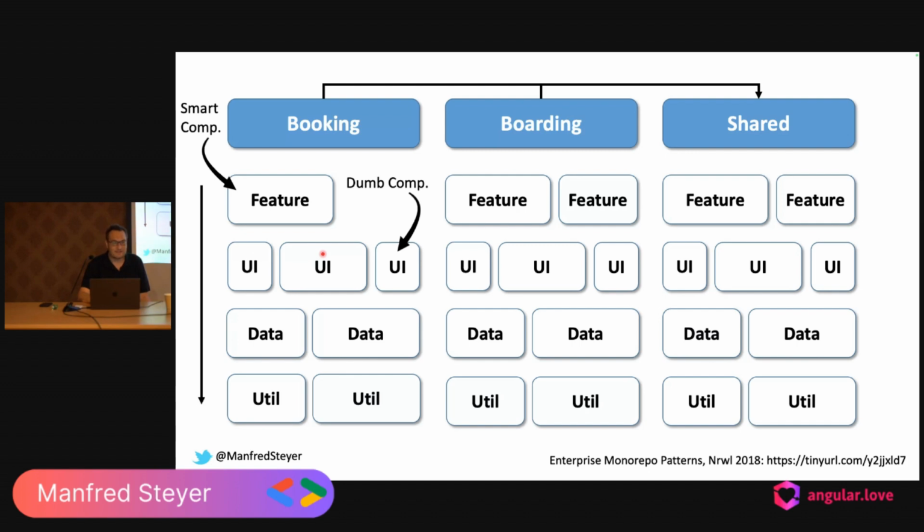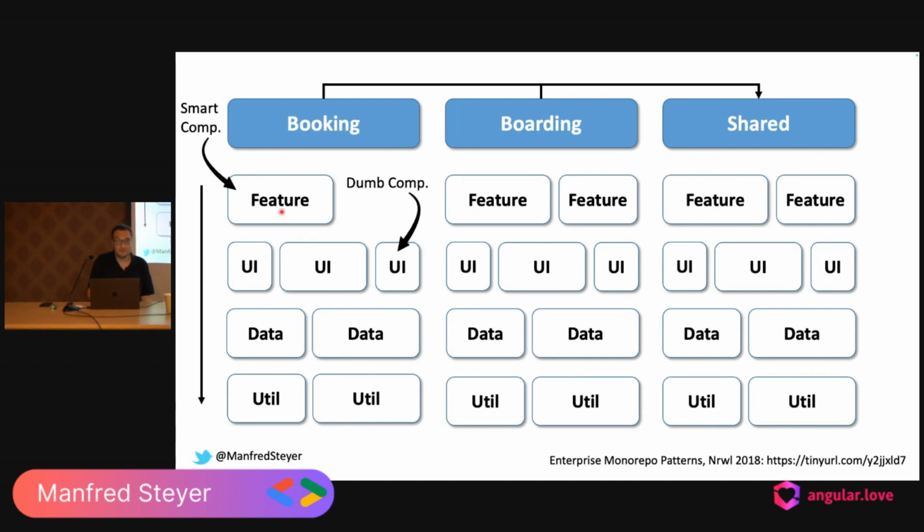I think the latter one is more important because it's more in the sense of verticals and domain-driven design, where we only navigate from left to right, which means booking can only talk to booking stuff and to shared stuff. And boarding can only talk to boarding stuff and to shared stuff. Booking and boarding are not allowed to interact with each other. We want to have low coupling between them.